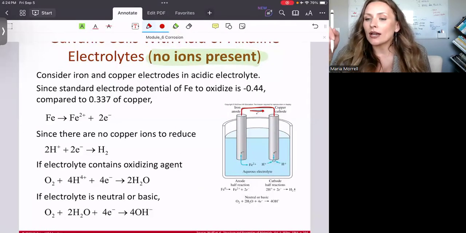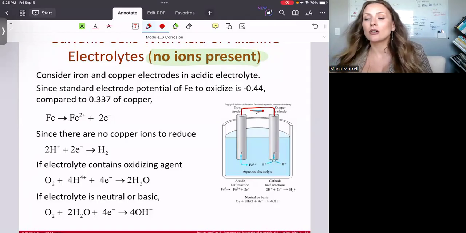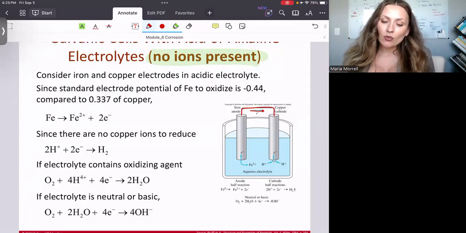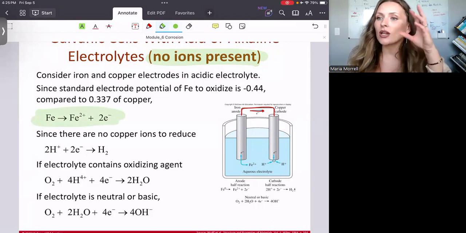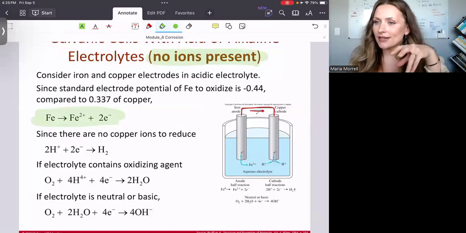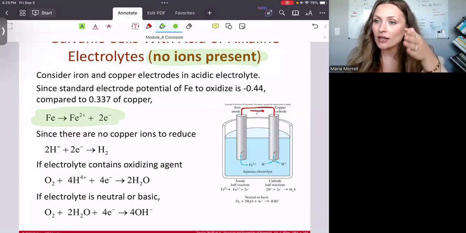Now, in my electrolyte, I want you to keep in mind that there are no ions, so there's no copper to electroplate on my copper. I have two scenarios: I can either have acid or I can have a basic or neutral environment. To begin with, we just identified that my iron is going to be the anode, so this is what's happening on the iron. Regardless of what the electrolyte is, whether it's acid or basic or neutral, my iron is going to corrode just like this equation. I'm going to have a typical iron oxidation.